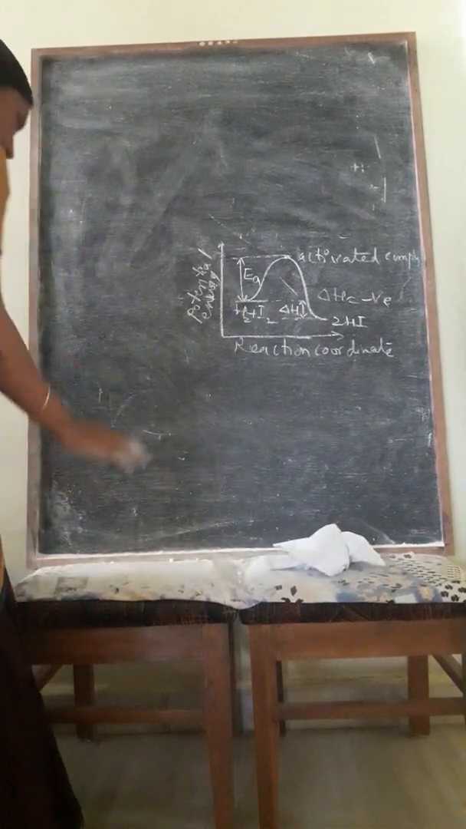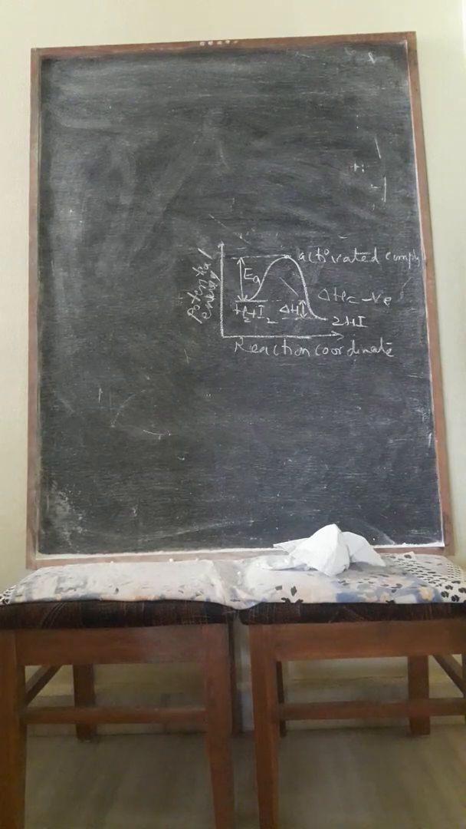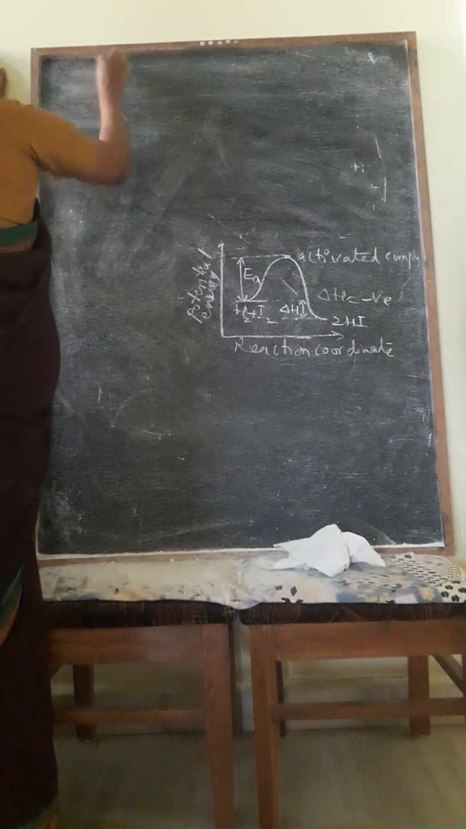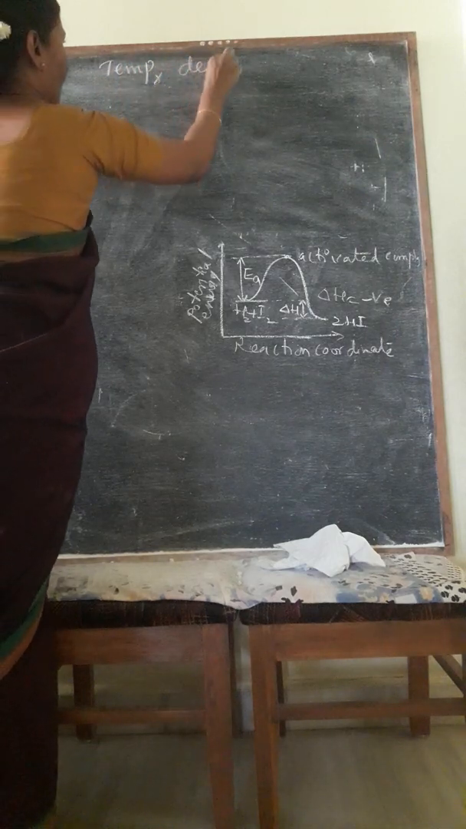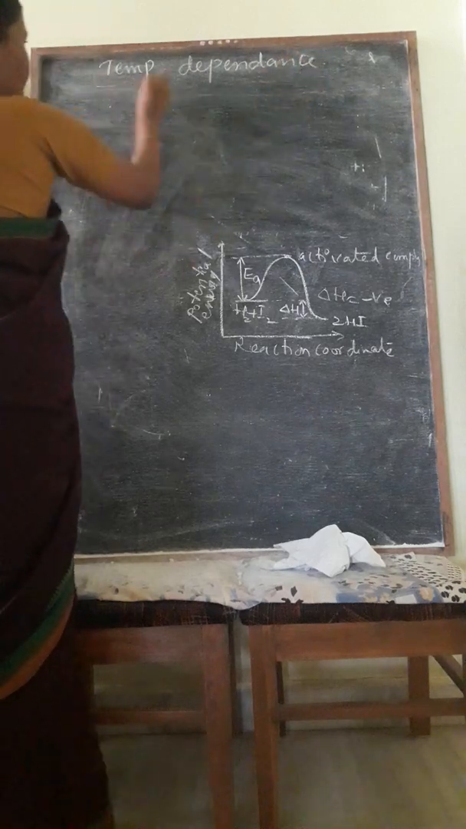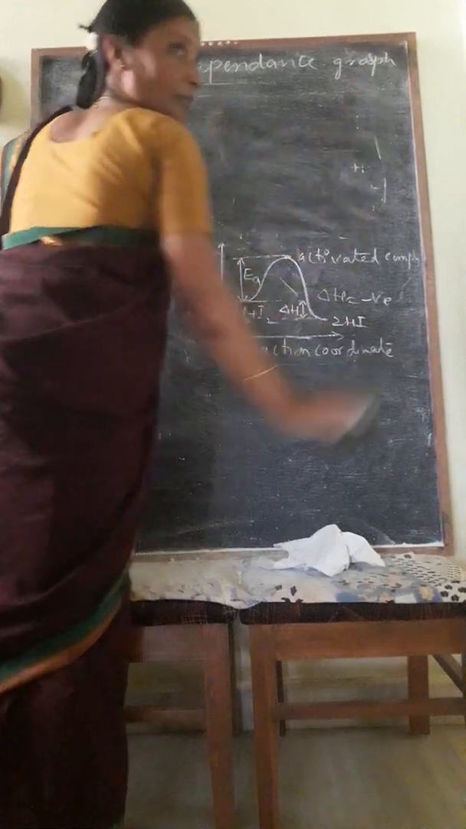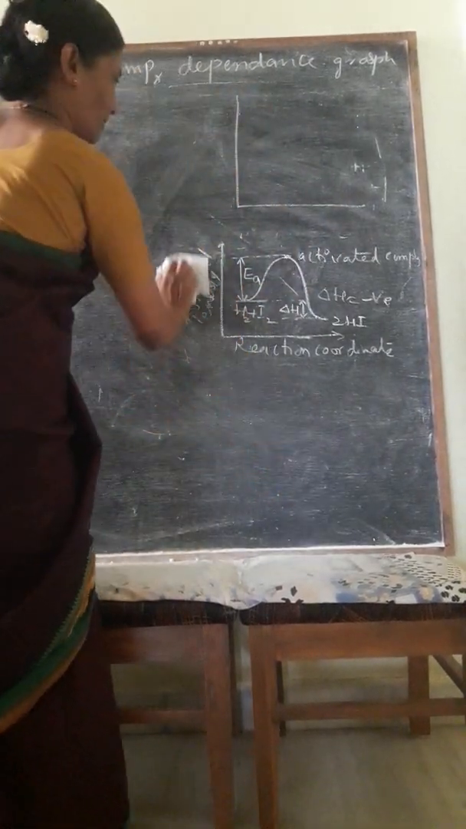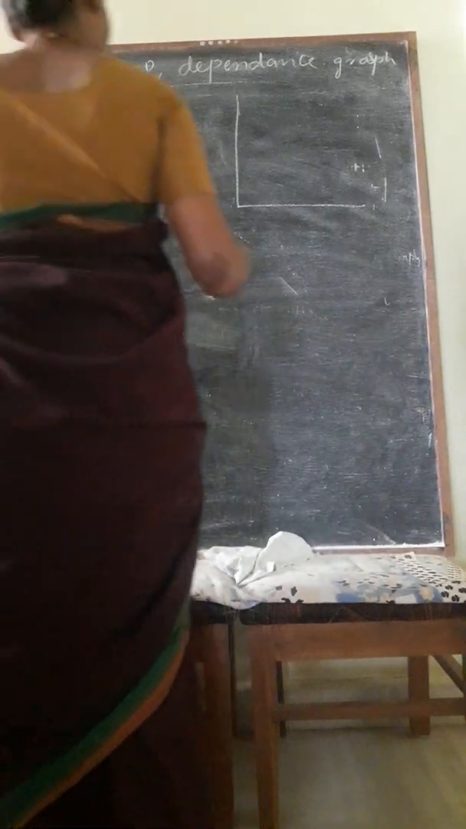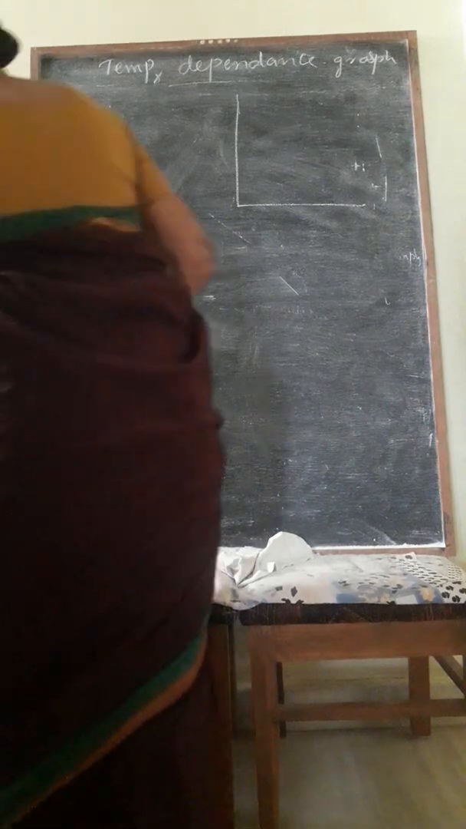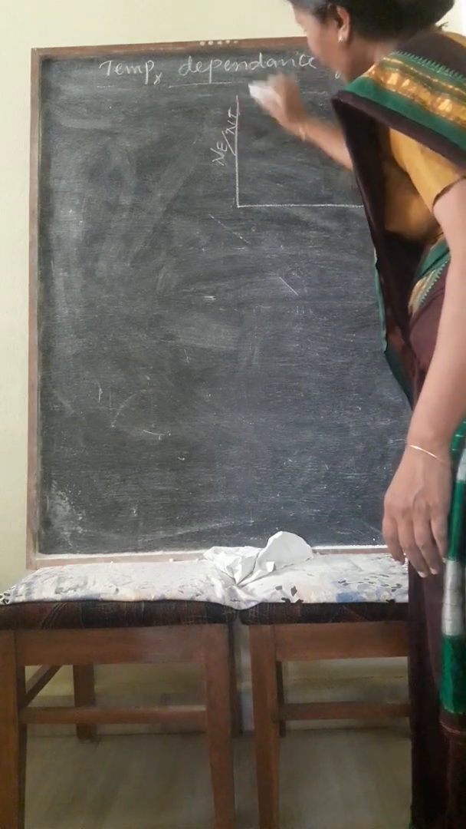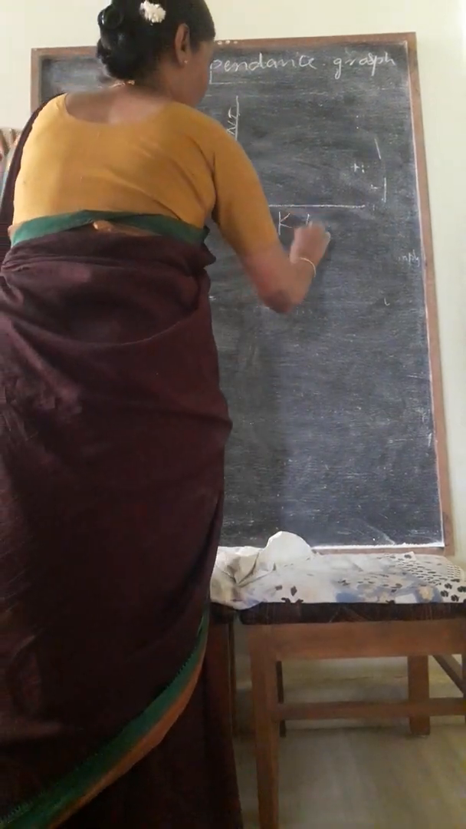How temperature is dependent on the rate of reaction. Temperature dependence graph. I will draw here that graph as fraction of molecules and reaction to kinetic energy. Fraction of molecules I will take as Ne divided by Nt, Ne divided by Nt. And this is kinetic energy.